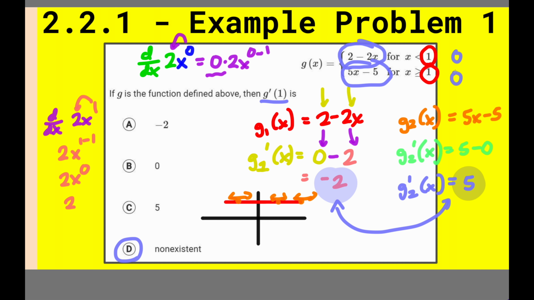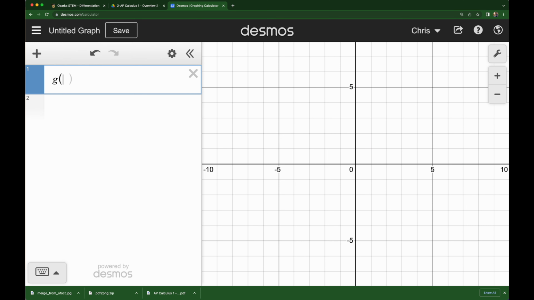Now to show you this, I'm just going to graph this really quick to give you an understanding of what all this means so you can kind of get a visual of it. All right, so we're going to say g of x is equal to, and we're going to do a piecewise function on this. So that first one was x is less than 1.